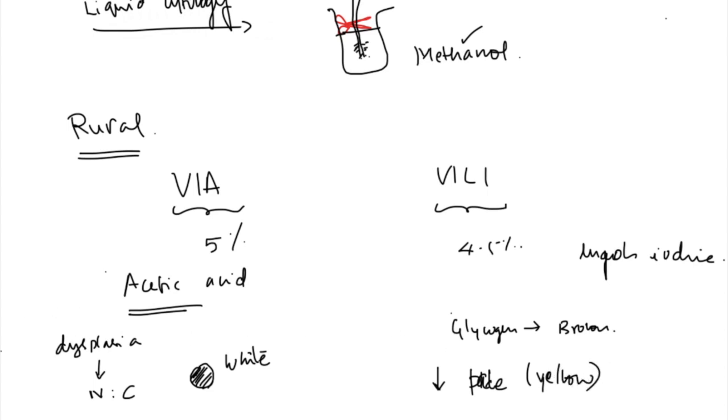So what is the point that you have to remember? With acetic acid, the abnormal areas will show up as white areas. With Lugol's iodine, the abnormal areas will not take up any color, rather they will become pale. This is the point to be highlighted.